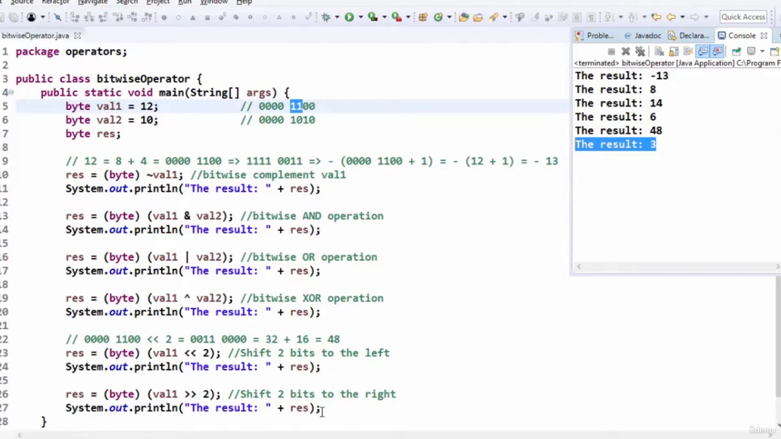So in this way we have explained the bitwise operators which are available in Java with proper demonstration and examples.